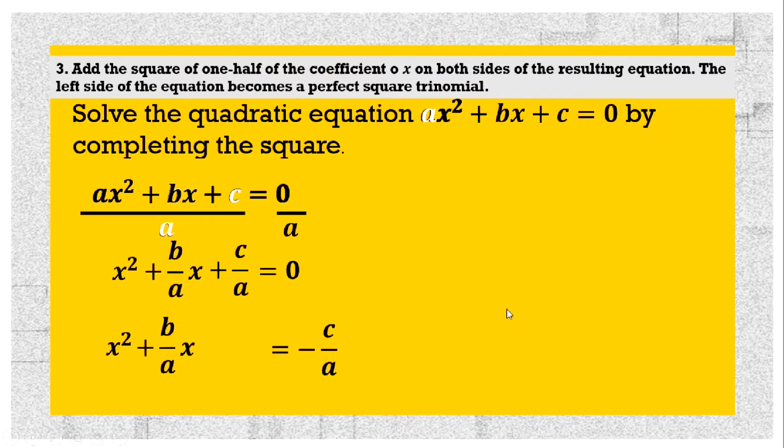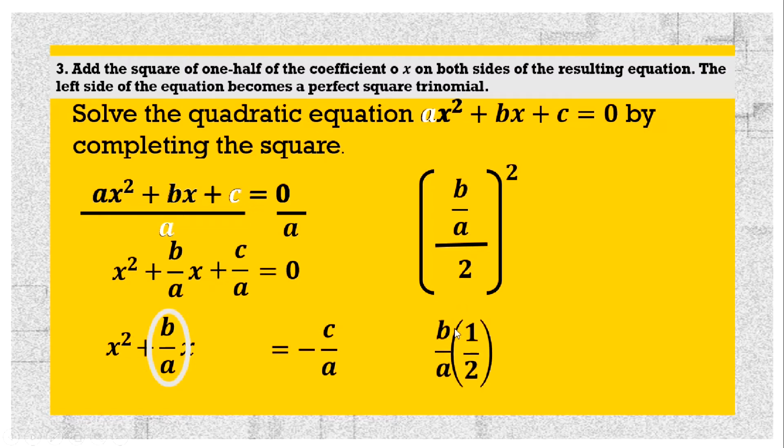Next, add the square of 1/2 of the coefficient of x on both sides of the resulting equation. So in this case, b over a is the coefficient of x. So let us get its half and then square it. We have b over a divided by 2. Then whatever the quotient is, we square it. Okay, b over a divided by 2 can also be written as b over a times 1/2. We took the reciprocal of the denominator 2, which is 1/2. Then we take the square of that.